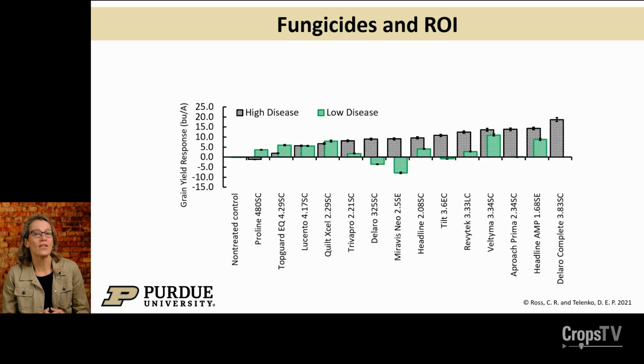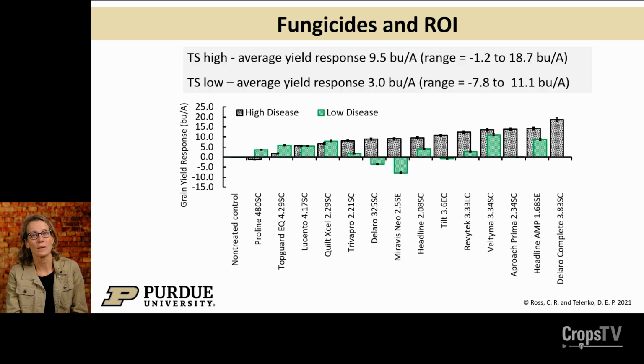So when we look at the yield response in each of those environments, the high disease is going to be in the black bars and the low disease is going to be in the green bars. And this is with the different fungicide products. And what you can see is that in that high disease environment, that's when we generally see a positive yield response, right? Whereas in the low disease environments, first of all, we're seeing less of a yield response, and then sometimes we even see those negative yield responses.